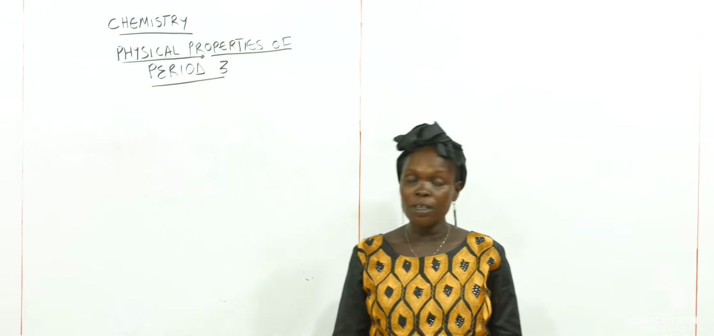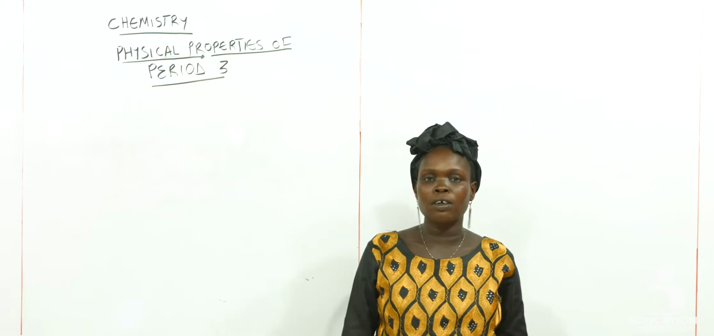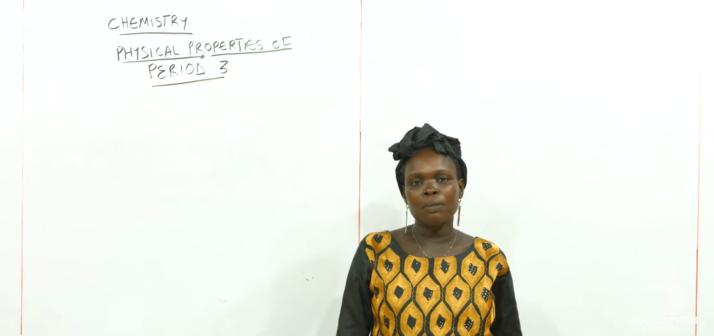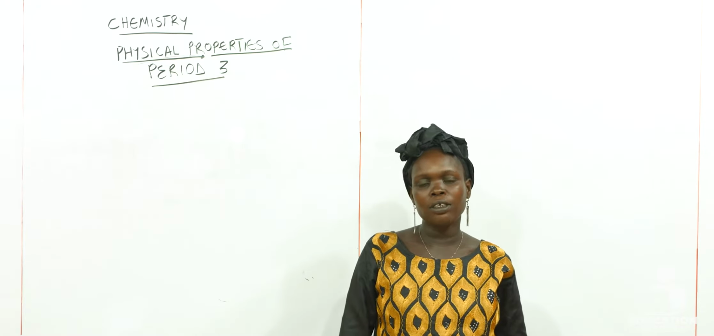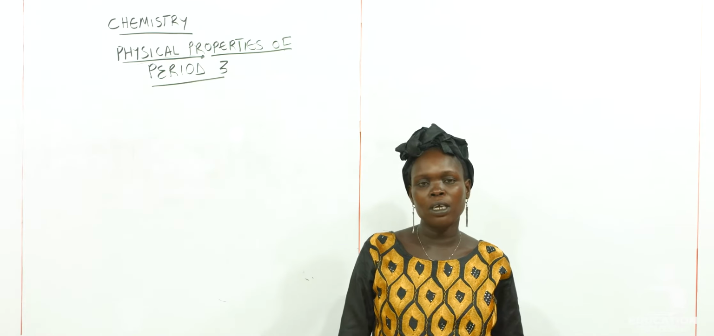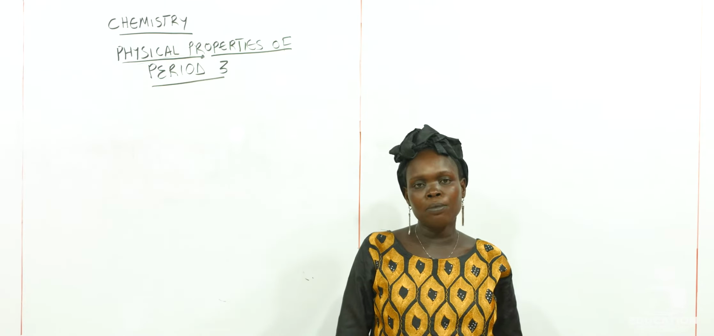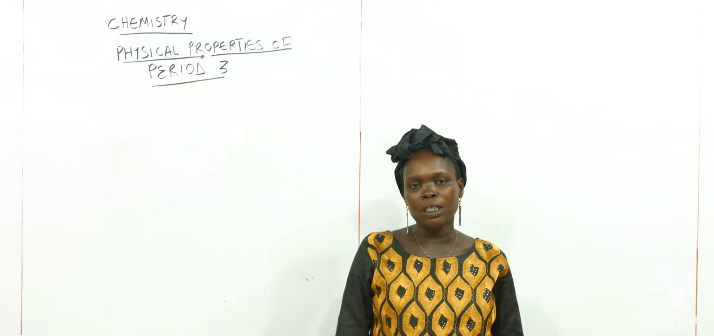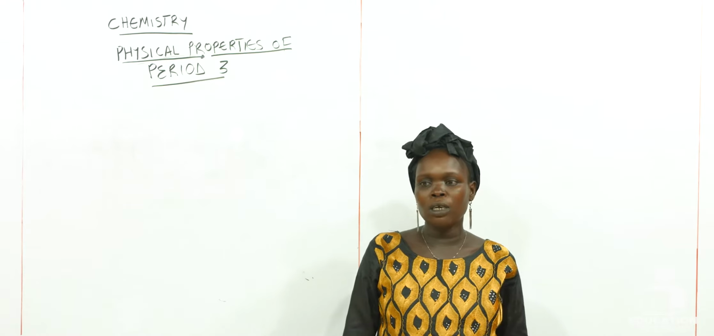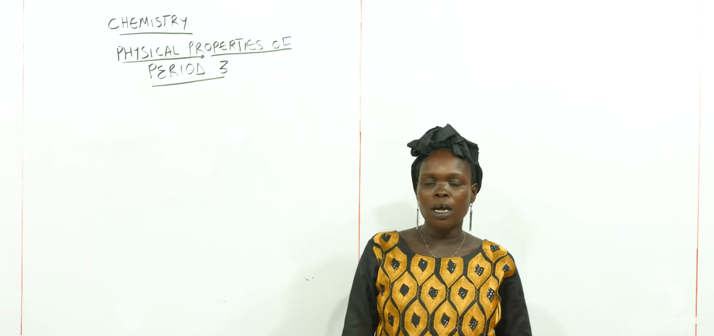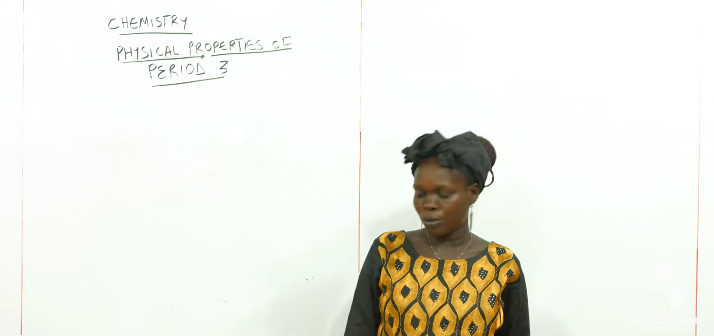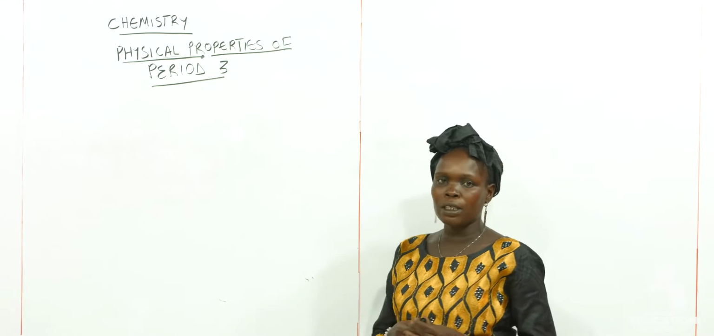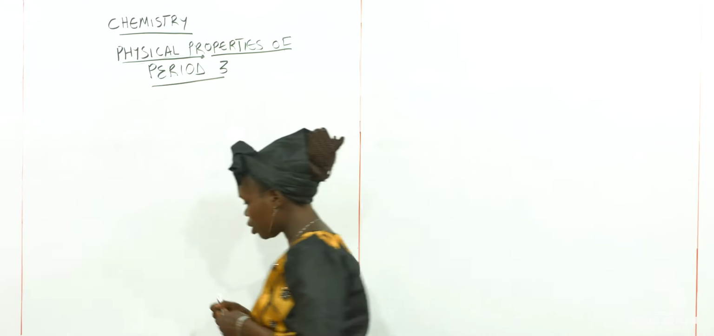So what are the physical properties of period 3? As we know, the elements of period 3 are similar to each other and have some properties which are almost the same through the period. There are 8 elements in period 3, starting with sodium, magnesium, aluminium up to argon. The first physical property is the physical appearance of these elements.